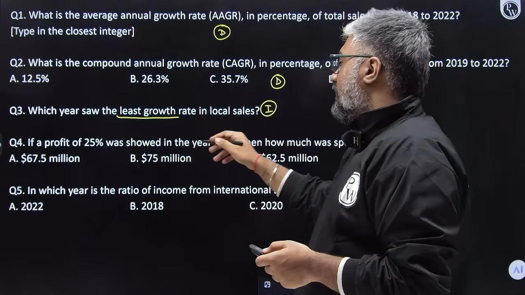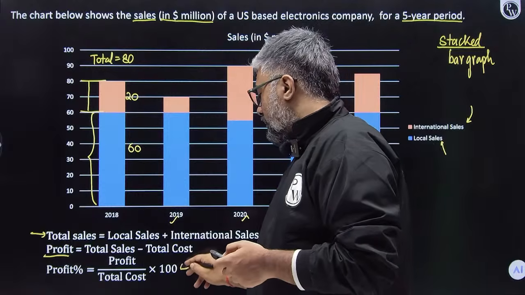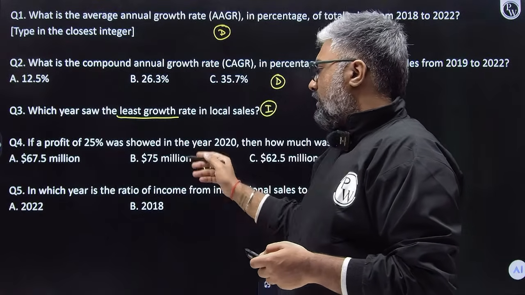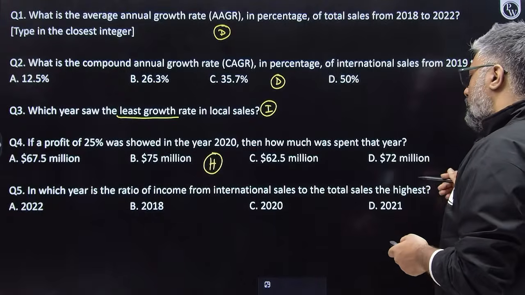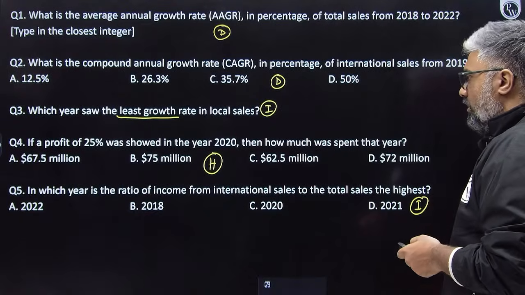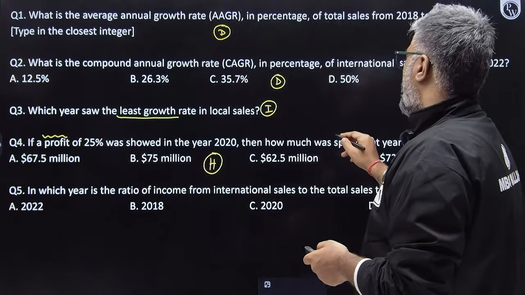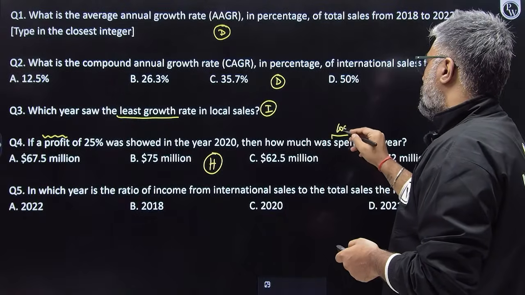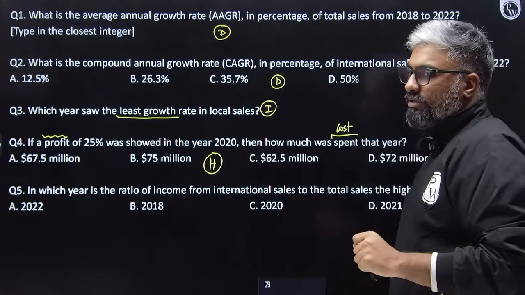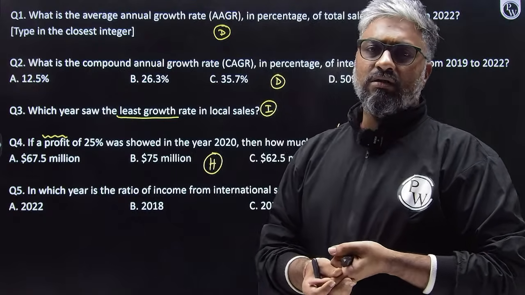The next one is saying that if a profit of 25% was showed. See, here we have profit. So this is not extension, this is hypothetical. In which year is the ratio of income from international to total the highest? This is again indefinite. Now this hypothetical is based on what? It is based on the profit, and they are asking for the expenditure, which is cost. Yes, only this part of it is hypothetical, but we can find out the local sales, the international sales and the total sales. Okay.